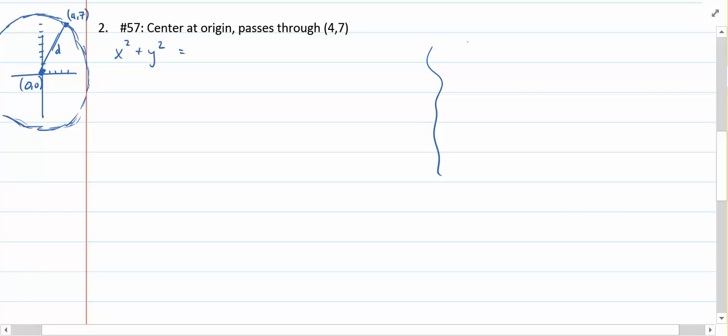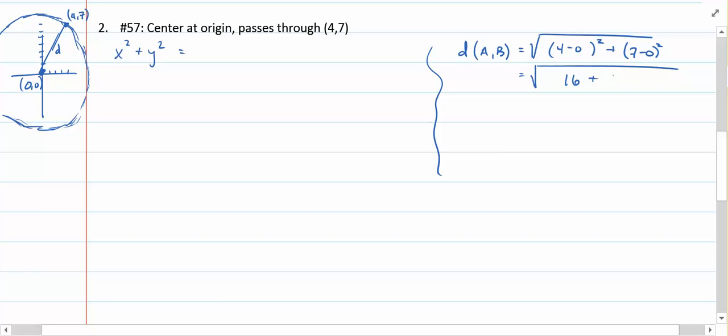So as a side note, let's go ahead and calculate that. The distance between A and B, we'll call them, is equal to the square root of (4 - 0)² + (7 - 0)², which is equal to the square root of 16 + 49, which is equal to the square root of 65. Now I'm going to leave that as it is. I'm okay with that distance being a square root here. Don't necessarily want the decimal.